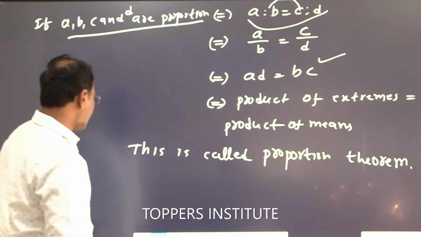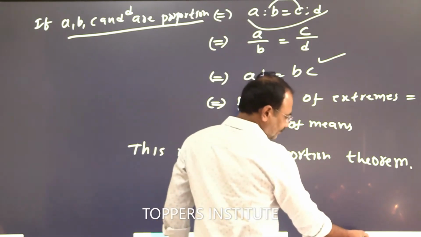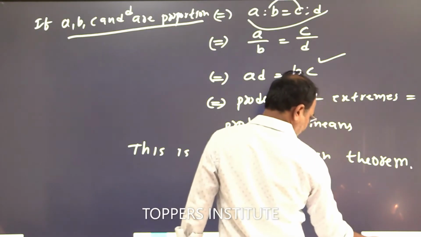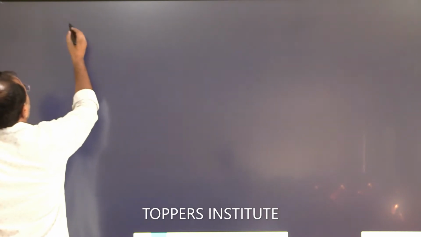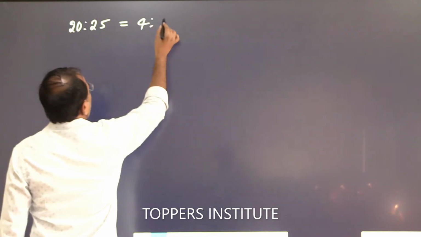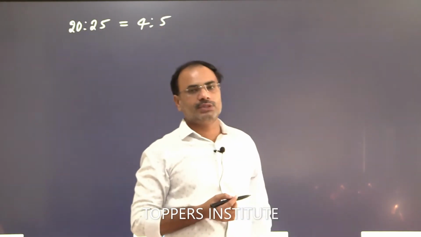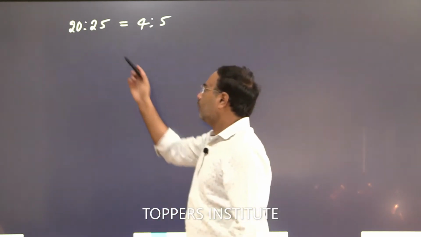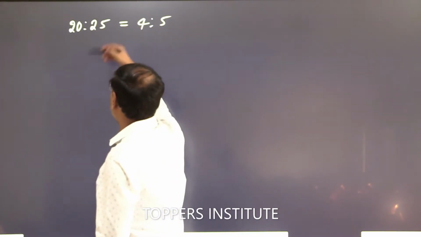So for example, in the last video we discussed an example. The example is 20:25, which is equal to 4:5. 20:25 is the ratio, and the simplified form of 20:25 is nothing but 4:5. So these two ratios are equal.